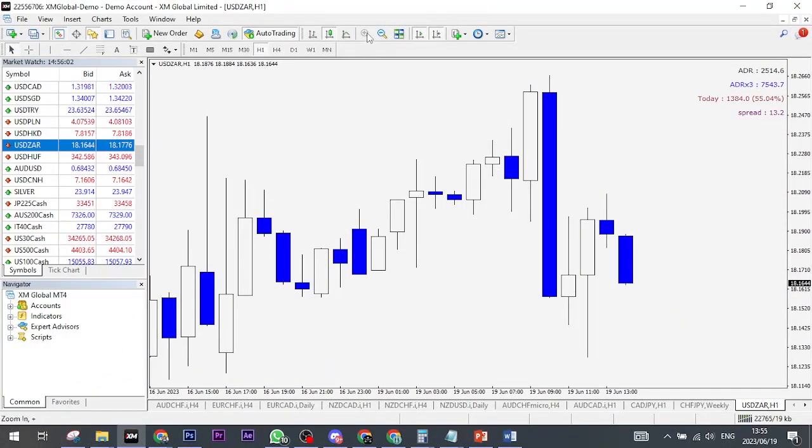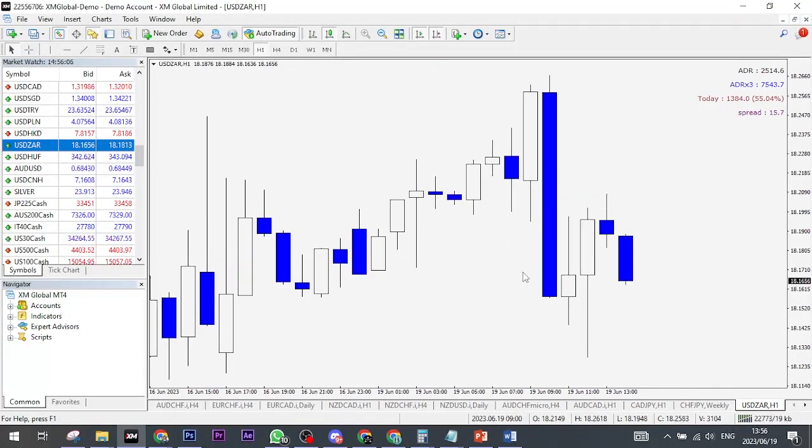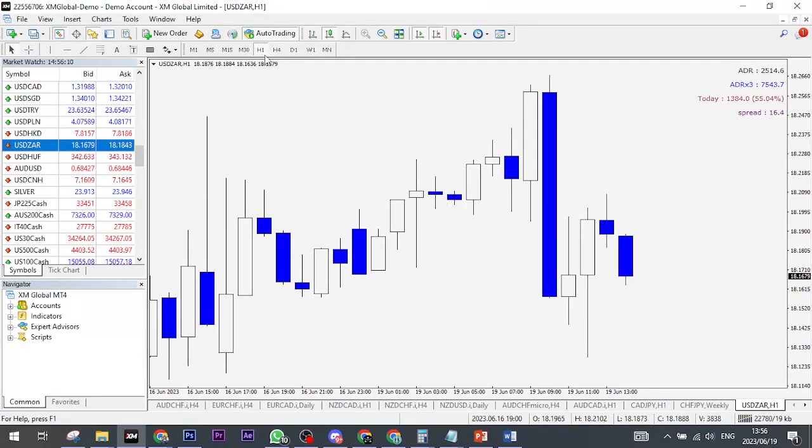Okay, now I've opened USD ZAR. As we can see, we have multiple candlesticks here. The time frame that I've opened at this moment is 1 hour. So this means that each and every candlestick here represents what happened an hour ago.